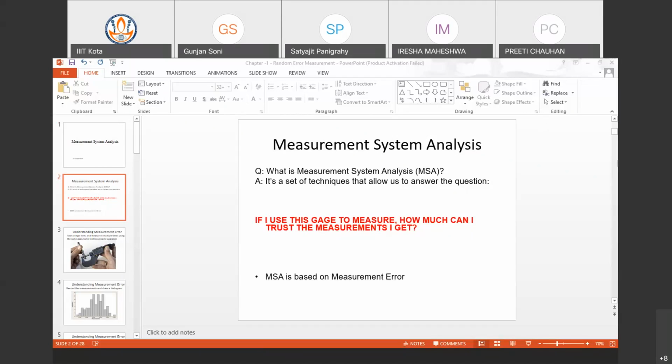if I use this gauge, or it could be an instrument, or it could be a software to measure, how much can I trust the measurements I'm getting? So, how do I build the trust? Because if four different measurement systems are there, and you take the same measurement with the four different measurement systems, it's quite possible that you may not get exactly the same results. So how do I ensure my trust in that? For that we do measurement system analysis, and it is based on measurement error.